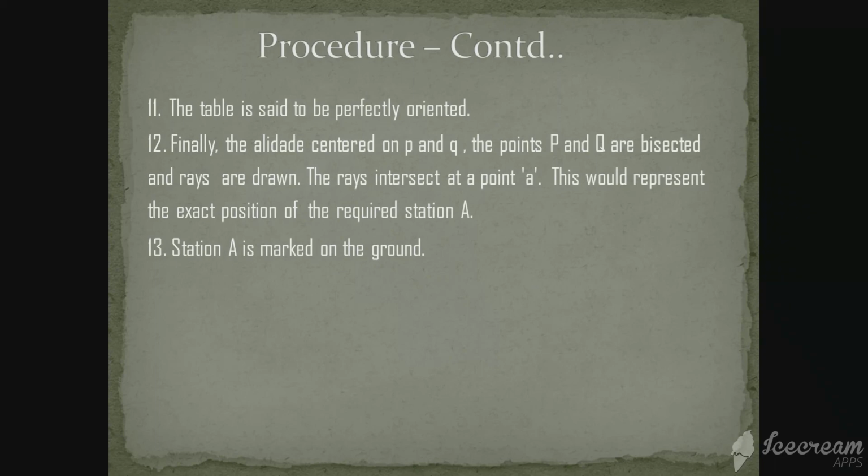Finally, the alidade is centered on P and Q. The points P and Q are bisected and rays are drawn. The rays intersect at a point A. This would represent the exact position of the required station A. Station A is then marked on the ground.